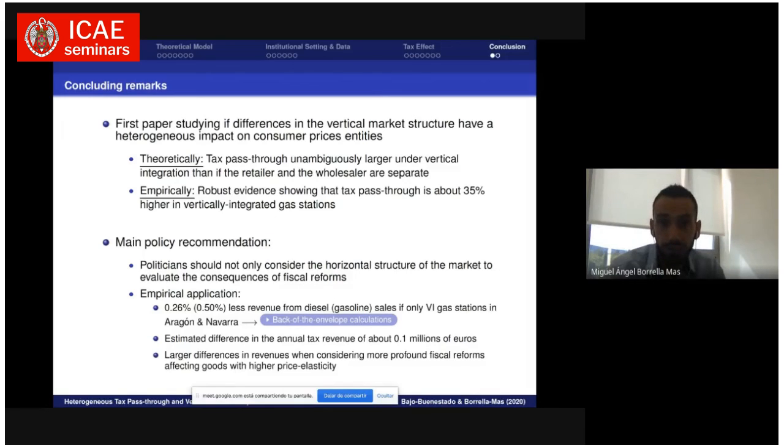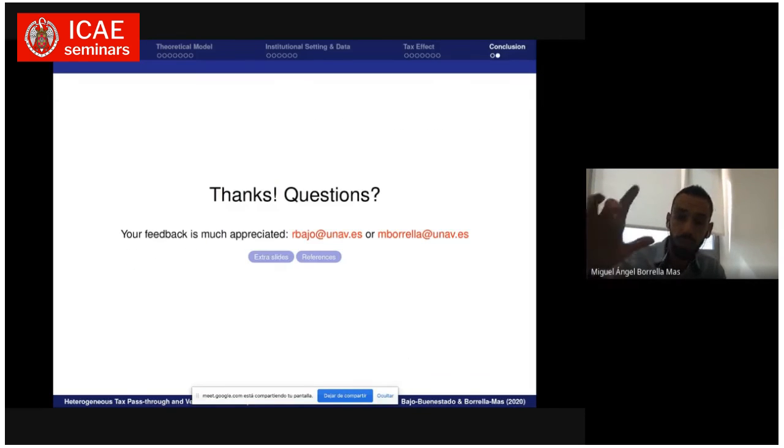Although one could argue that this difference in revenues is not particularly large, it is important to acknowledge that the tax increase was relatively small, remember, less than 0.03 euros per liter, and consistent with the bulk of the literature, we obtain these figures assuming that fuel demand is fairly unresponsive or inelastic to changes in prices. Therefore, one should expect larger differences in revenues when considering more profound fiscal reforms affecting goods with a higher price elasticity compared to the case of fuel.